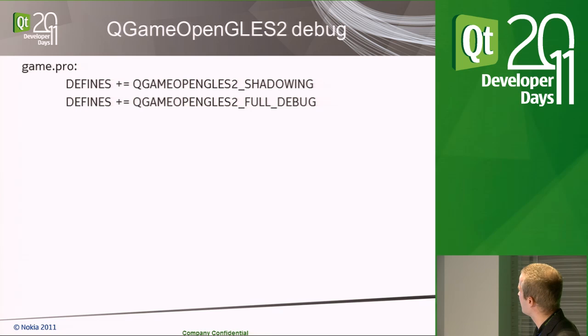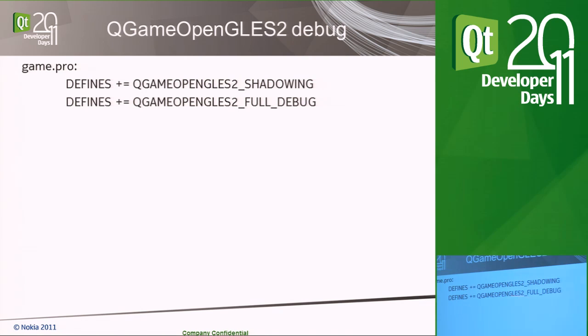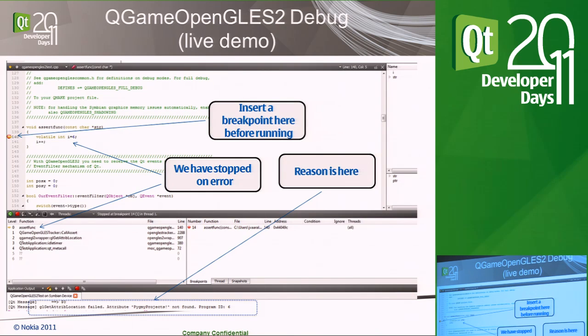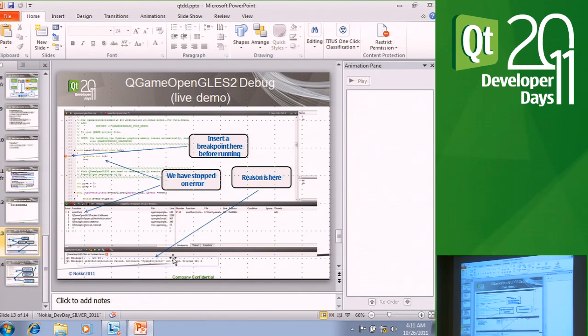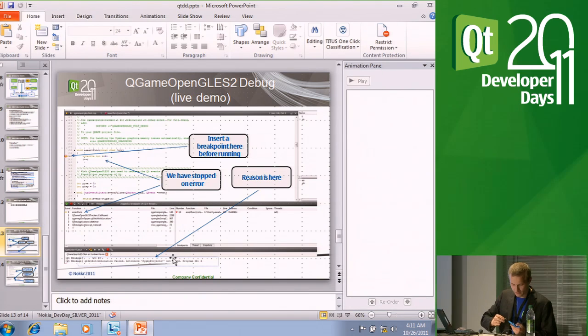Here are just examples of how you enable shadowing the profile, and how you enable the debug functionalities. So it's really simple to turn on and off from the profile. Okay, now I have a quick demonstration of the actual debug layer and how it works, and then we'll switch to Mark's presentation.